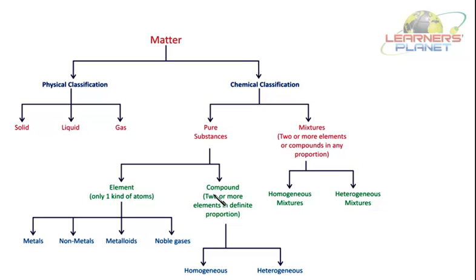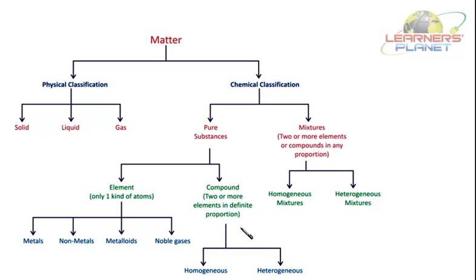Right? Now compound. What is a compound? Two or more elements combine in a definite proportion, and they form a compound. Now compound is again classified into homogeneous and heterogeneous. Homogeneous means it consists of particles of the same phase. Heterogeneous is composed of two different types of particles. The phase is different. Now mixtures. Two or more elements or compounds in any proportion.